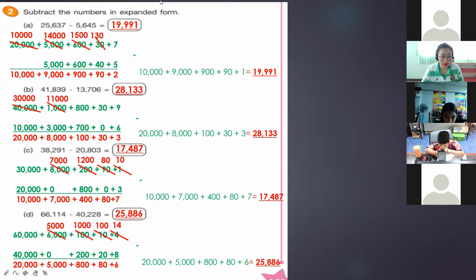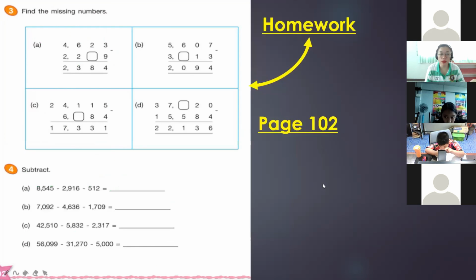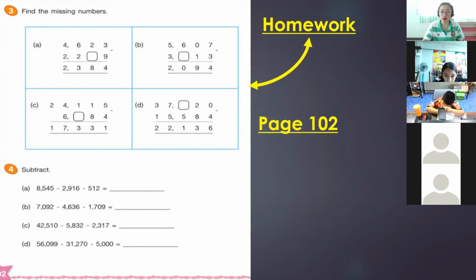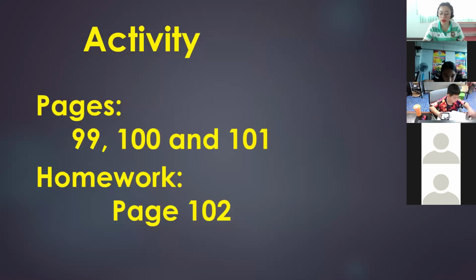For the next activity on page 102, it will be your homework. Page 102, it will be your homework. Okay, so for today, we have finished our activity from our topic, subtraction with regrouping. So our activity was on pages 99, 100, and 101. And for your homework, it will be on page 102.